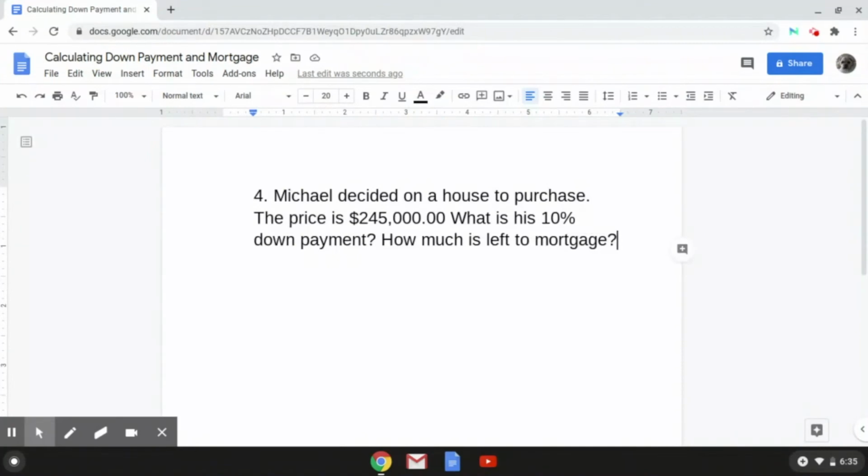Okay, so this next problem reads, Michael decided on a house to purchase. The price is $245,000. What is his 10% down payment, and how much is left to mortgage? So the way that we're going to solve this problem is like we've been doing before. First, we're going to take the $245,000, multiply it by the 10%, which is 0.1. This will give us our new down payment amount of $24,500.